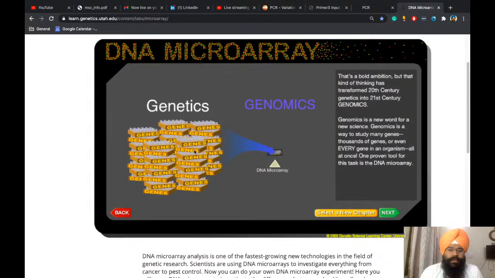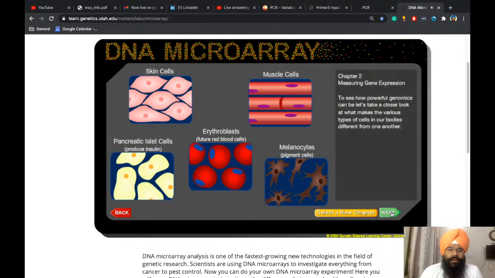So genetics is like this, and this is genomics. That's a bold ambition, but this kind of thinking has transformed 20th century genetics into 21st century genomics. Every gene of each organism is different. So let's measure each gene's expression to see how powerful genomics can be. Let's take a closer look at what makes the cells in our body different from one another.